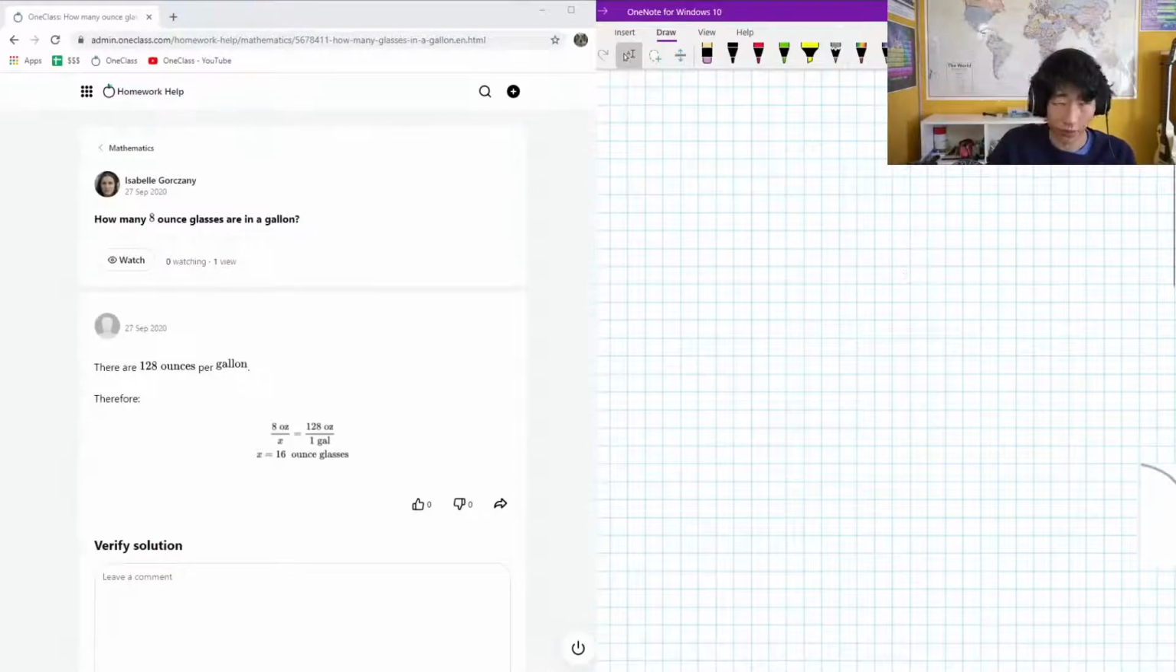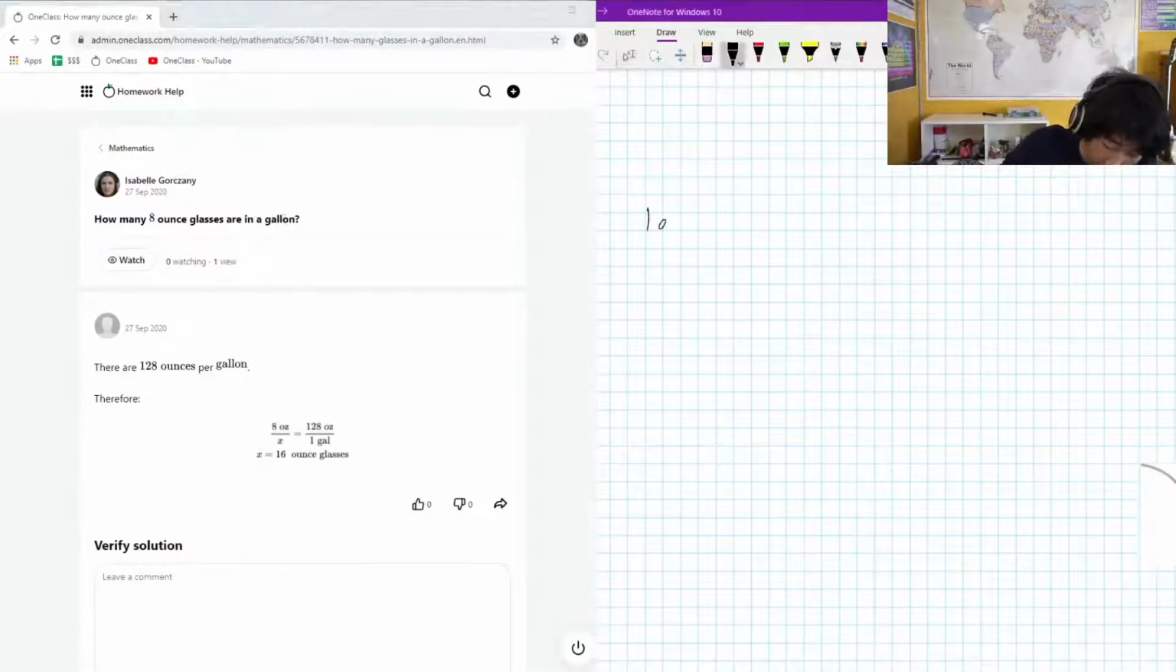Okay, so here's the next question that we have on the menu today, and it's asking us how many 8-ounce glasses are in a single gallon. Okay, so one glass is going to be 8 ounces. That's one of the things I want to write down: one glass per 8 ounces.